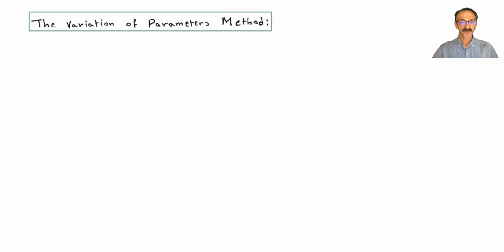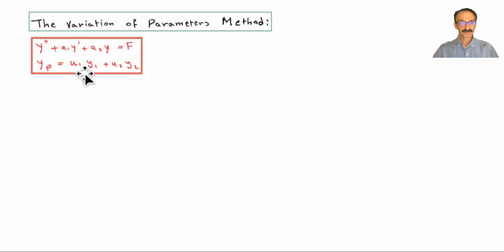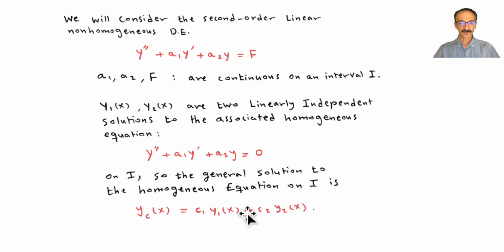So the variation of parameters method gives you the following steps. We do have this equation right here. That's now the non-homogeneous differential equation of this setup. Your particular solution will be u1 times y1 plus u2 times y2, where y1 and y2 were mentioned early, in c1 and c2 right here in yc.